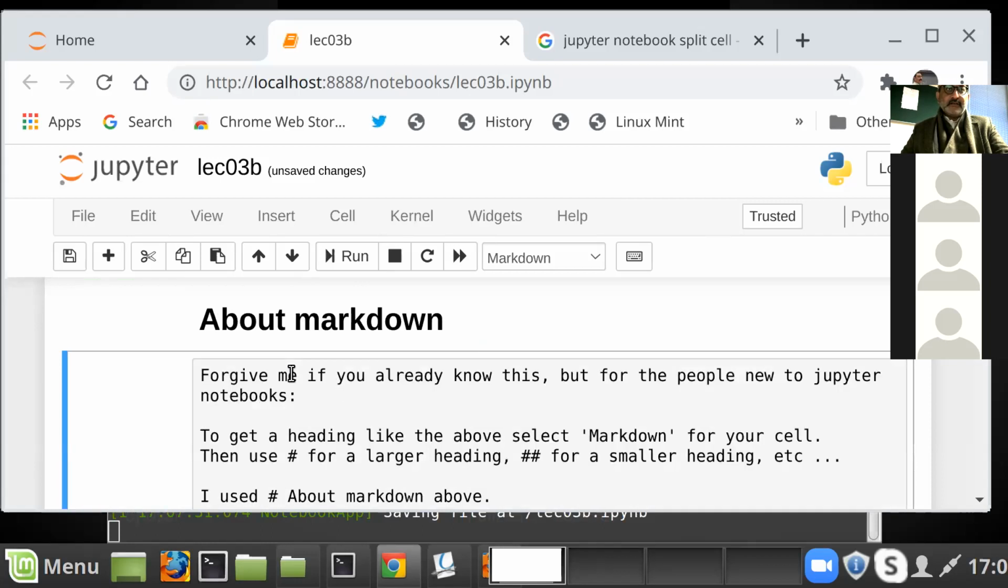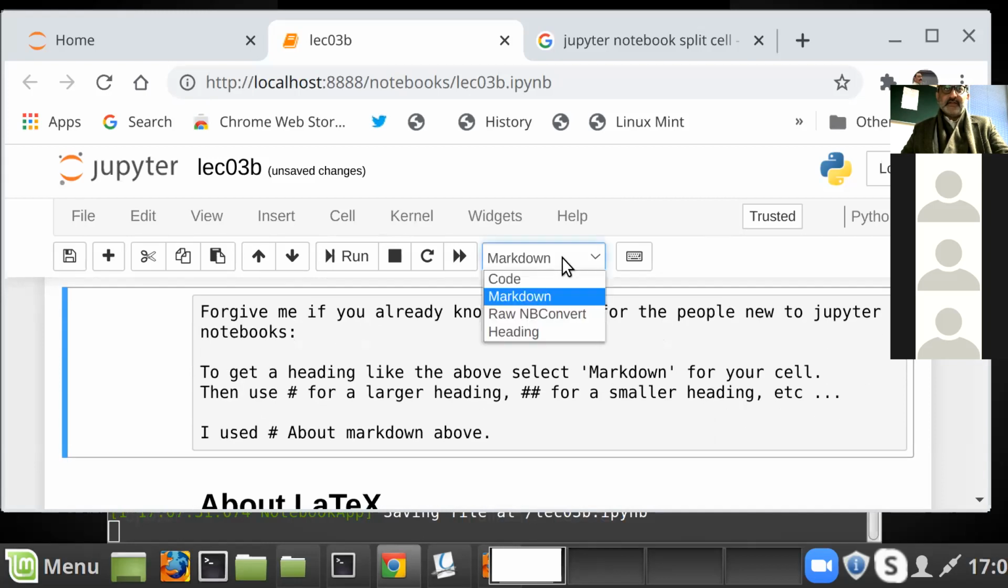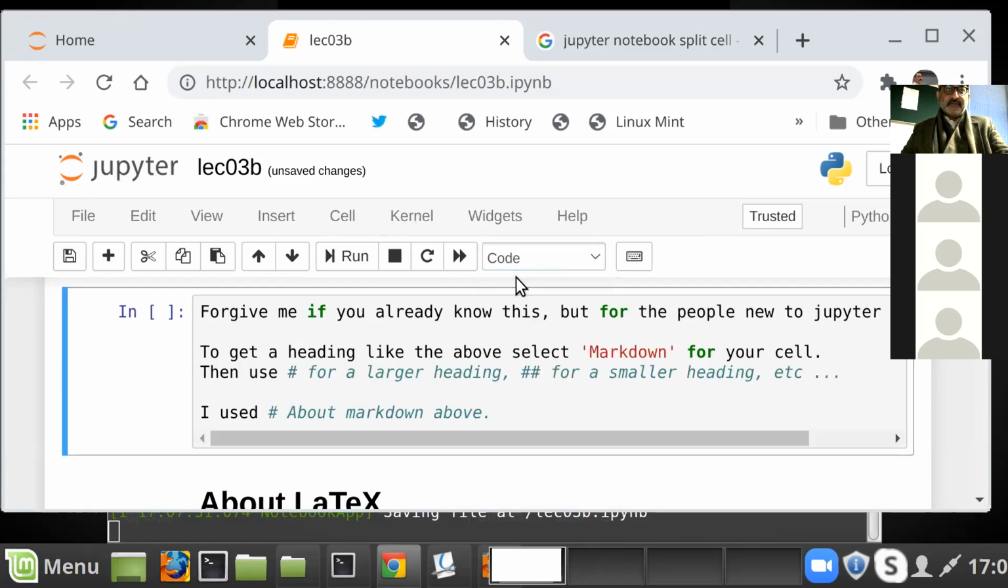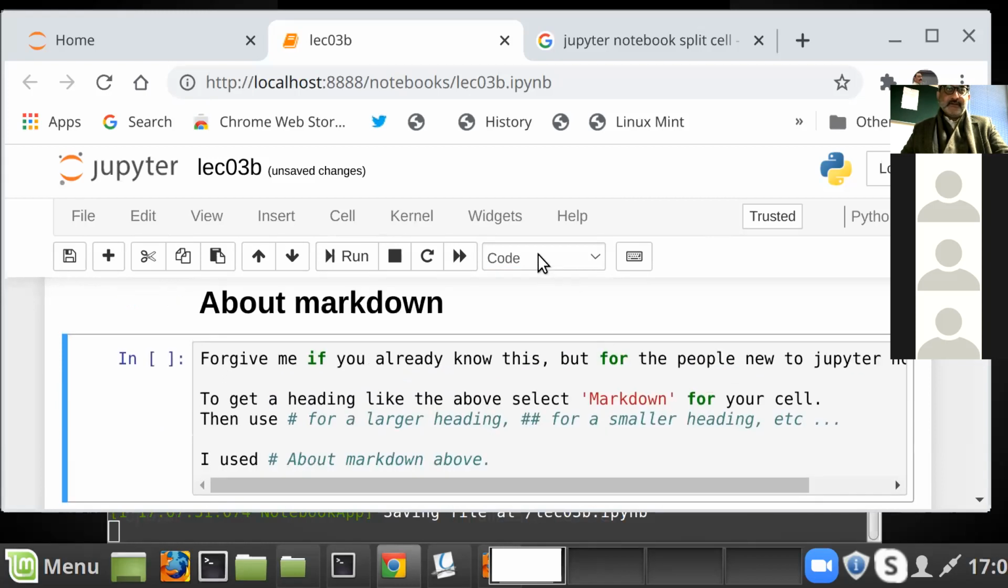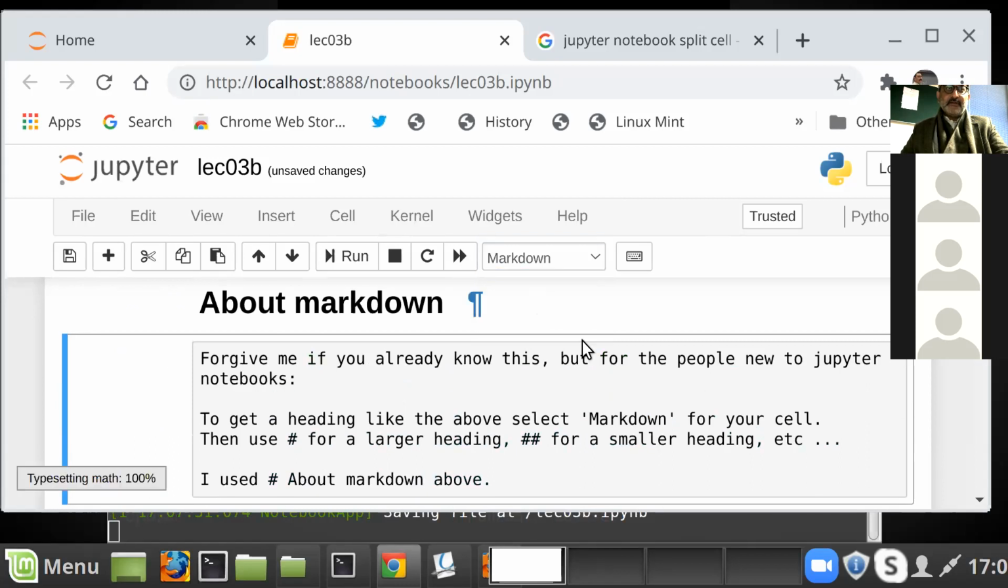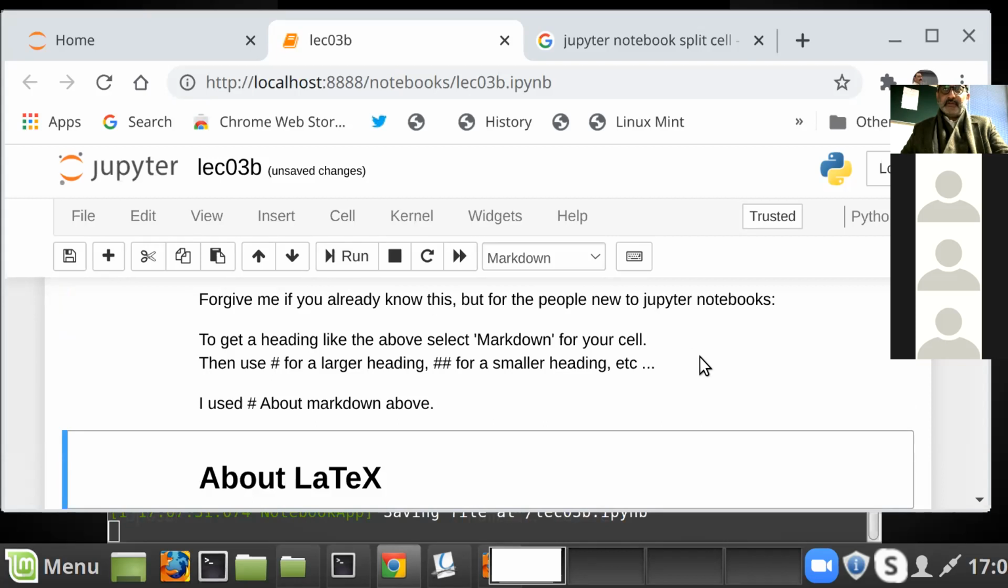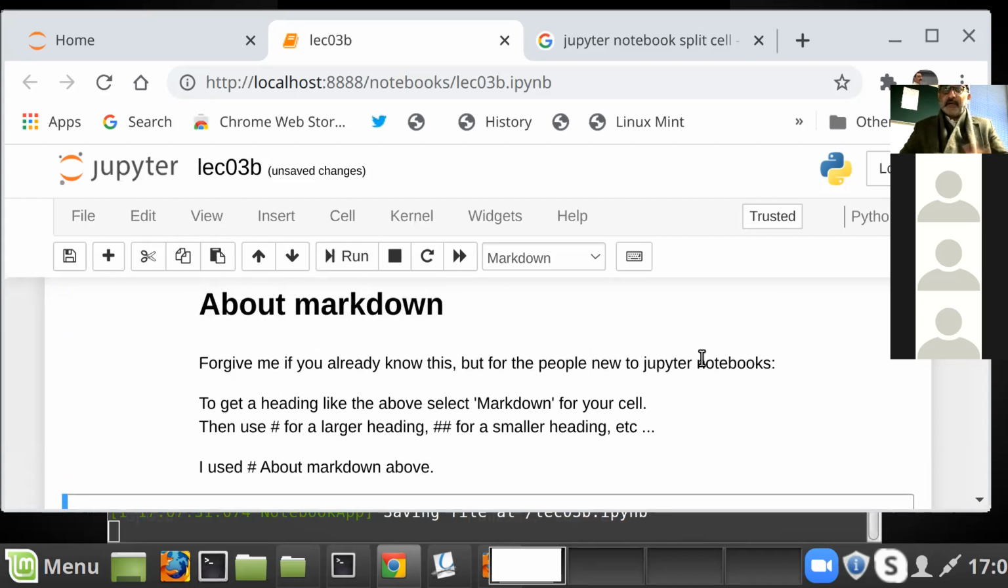Now, if you want ordinary text, just write the ordinary text into your cell. Again, the cell should be set to Markdown rather than code in your notebook. If you set it to code, this is what happens, and it thinks that you want to run this as code. If you set this cell setting to Markdown, then it just looks like text. Then if you hit run, you'll get the text. So Markdown for text, and then hash symbols if you want headings. The more hash symbols you use, the smaller your headings are going to be.